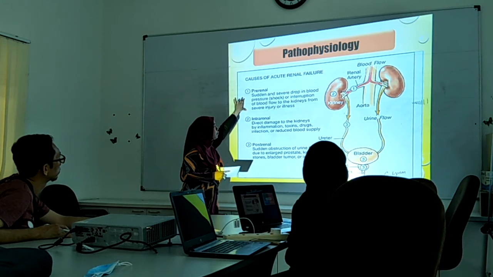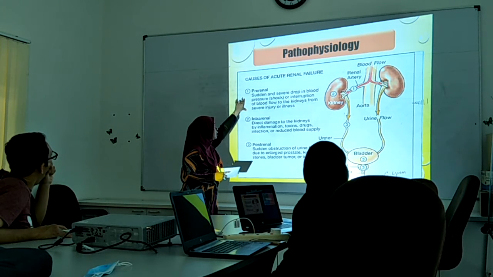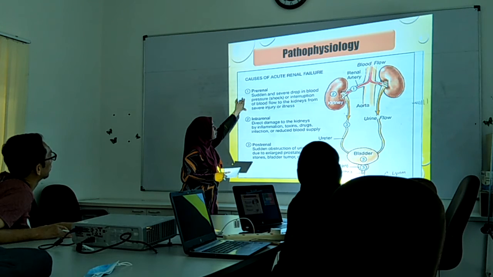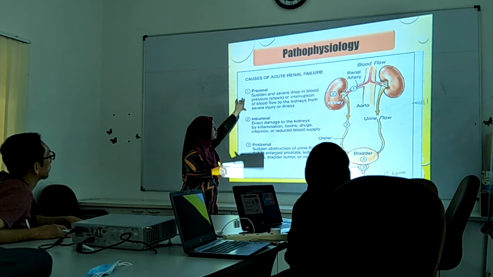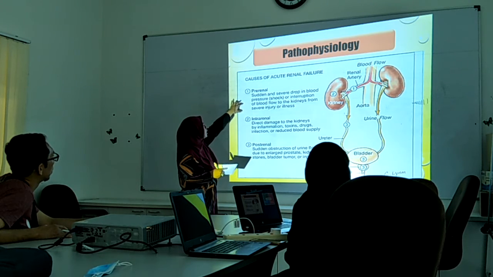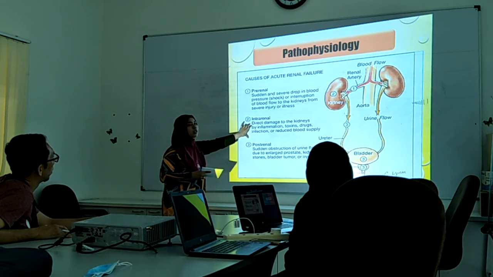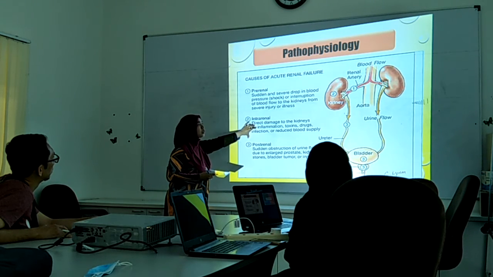Pre-renal causes come from our blood vessels, which is a sudden drop in blood pressure that leaves our kidney with less blood volume to filter. And then intrarenal, direct damage to the kidneys by inflammation, toxins, drugs. Intrarenal, mostly the causes come from the kidney itself.